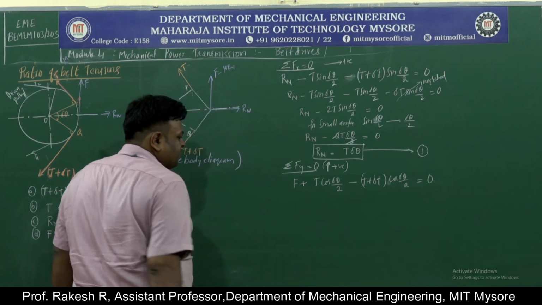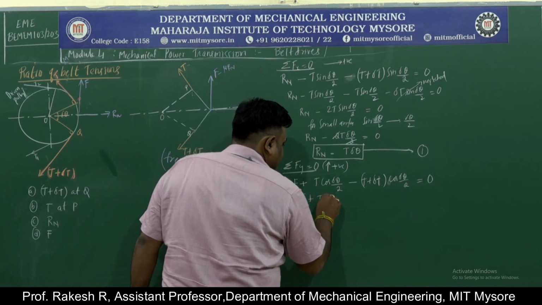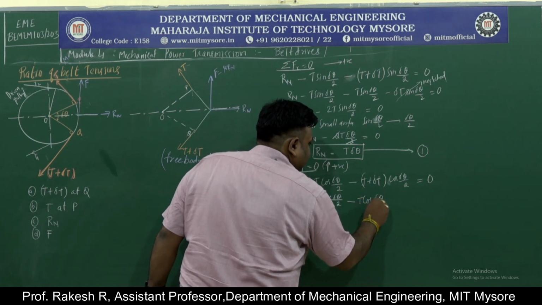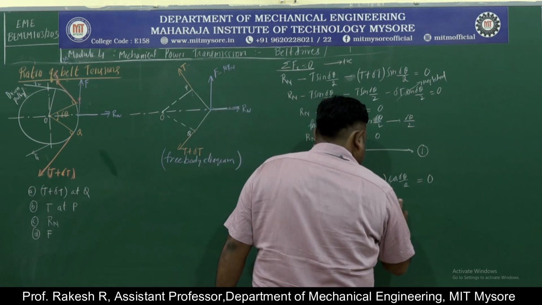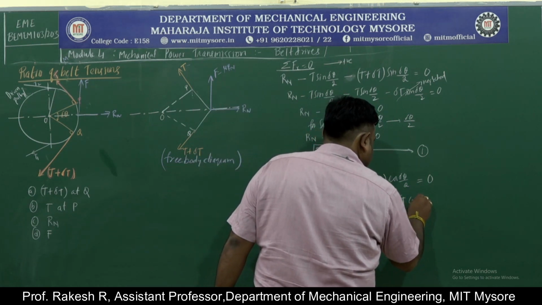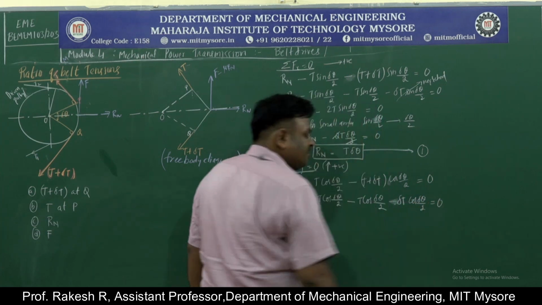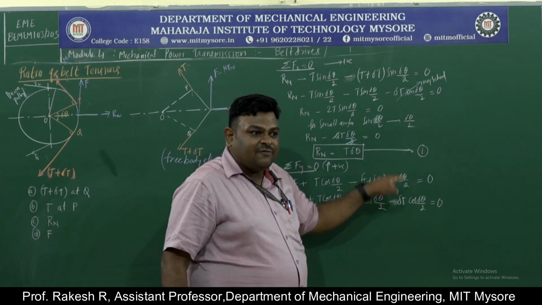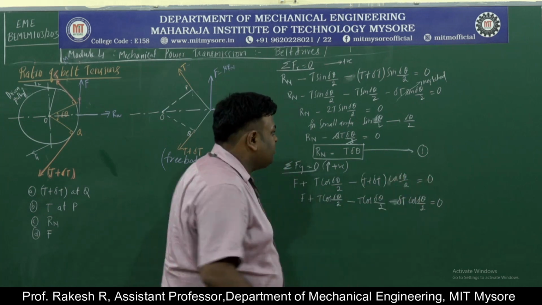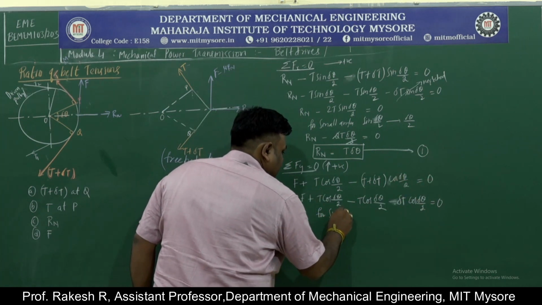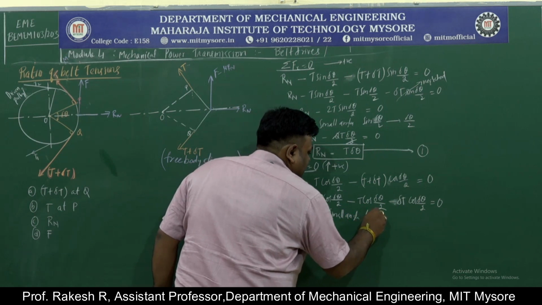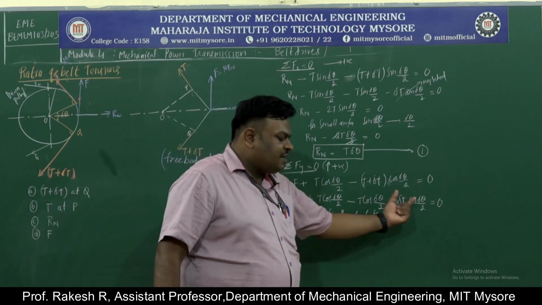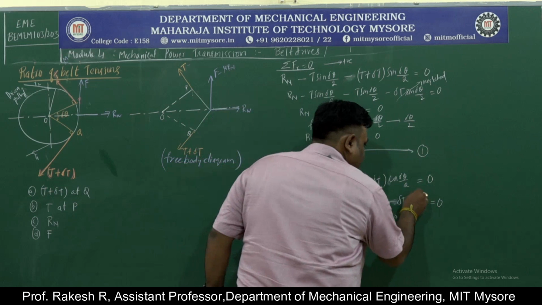Again we will be simplifying this. F plus T cos delta theta by 2 minus T cos delta theta by 2 minus delta T into cos delta theta by 2 equal to 0. Here you cannot cancel this because for small angles sin theta tends to theta, but for small angles cos theta tends to 1. Cos 0 is 1. That's why for small angles cos theta tends to 1. This value will be 1.